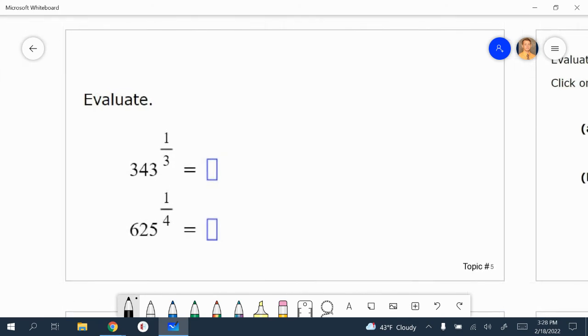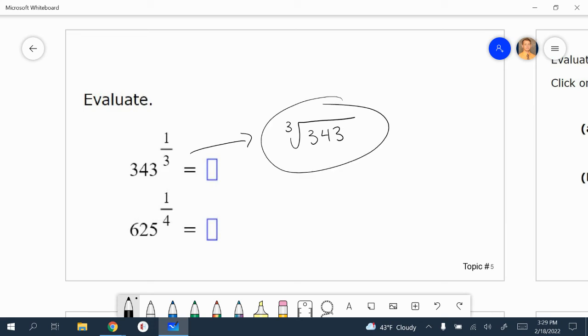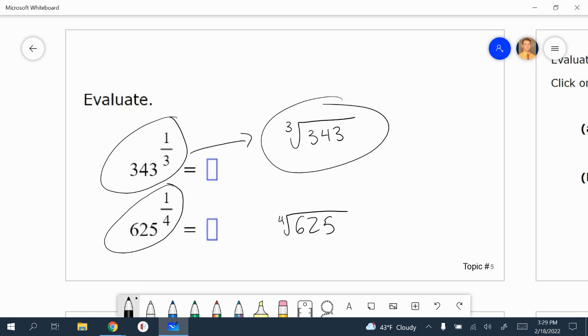Topic number 5, it's asking you to evaluate these. So basically, the 343, we can think about this problem as the cubed root of 343. And honestly, if you know how to type it in with the cubed root on the calculator, I would do it that way. Otherwise, if you don't know how to, you can just type this in. I really don't need to explain this too much more, because these problems, if it was me taking the test, I would just type them into my calculator. But it is good to know that this, like 625 to the 1/4 power, is the same thing as the 4th root of 625. That's pretty important to understand too.